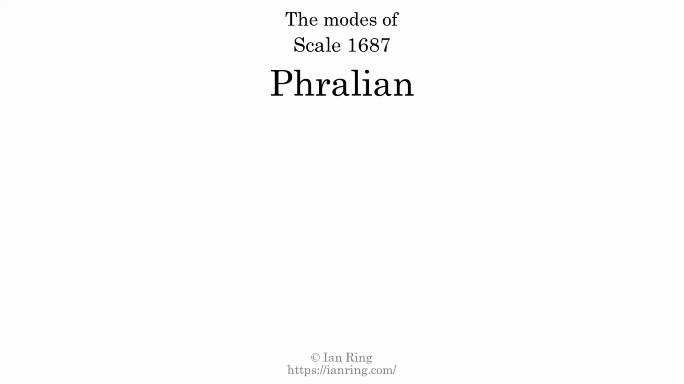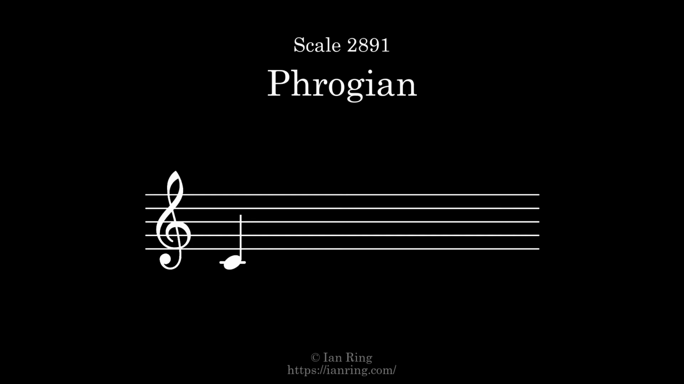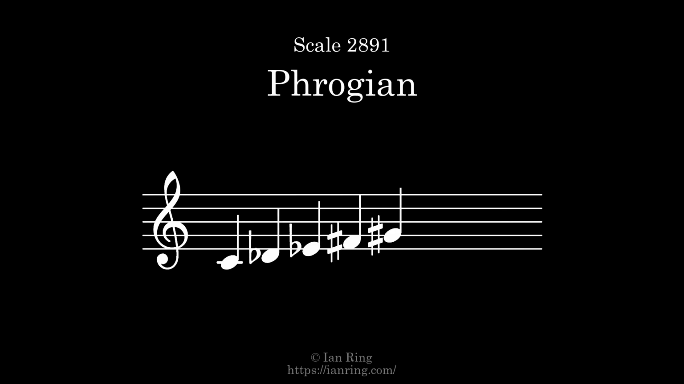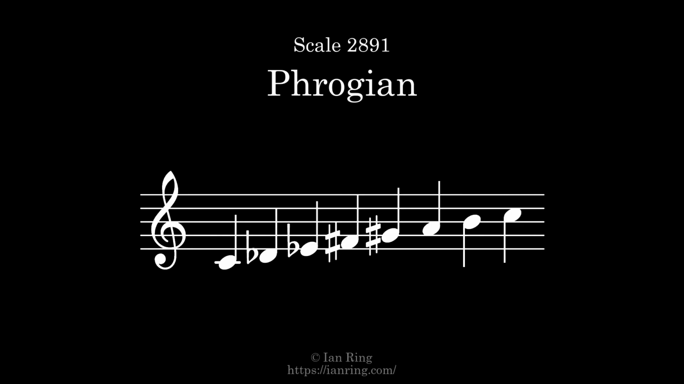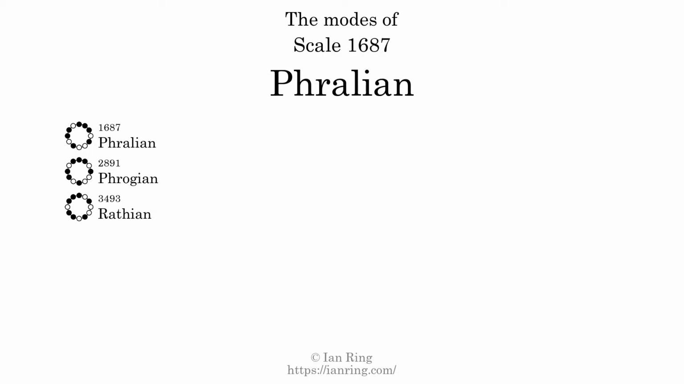This scale has 7 modes. The first mode is itself. The second mode is scale 2891, also known as Phralian. It sounds like this. The third mode is scale 3493, also known as Phralian. It sounds like this.